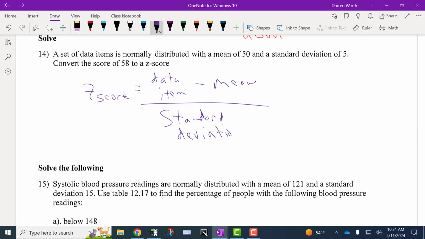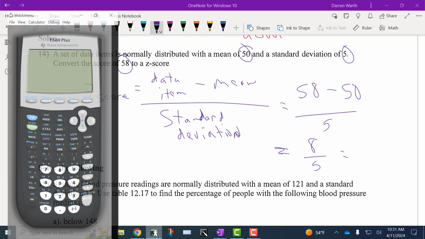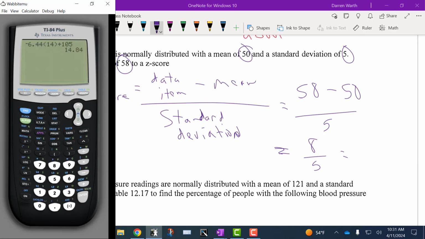So it's actually just a matter of substituting and solving it. Notice your data item is a 58, so I'm just going to take 58 minus the mean of 50, and divide by the standard deviation of 5. So 58 minus 50 is equal to 8 divided by 5. On my calculator, I got 8 divided by 5, and that comes out to be 1.6. So this one has a z-score of 1.6.